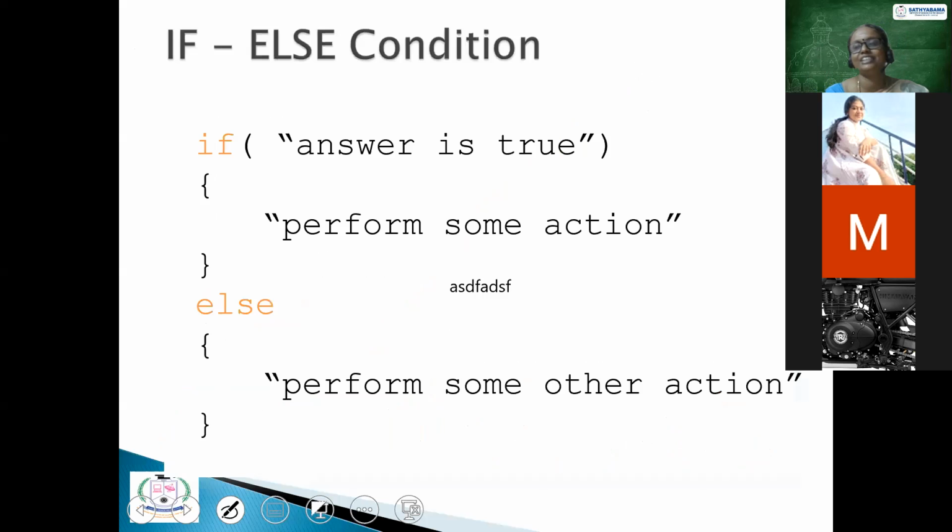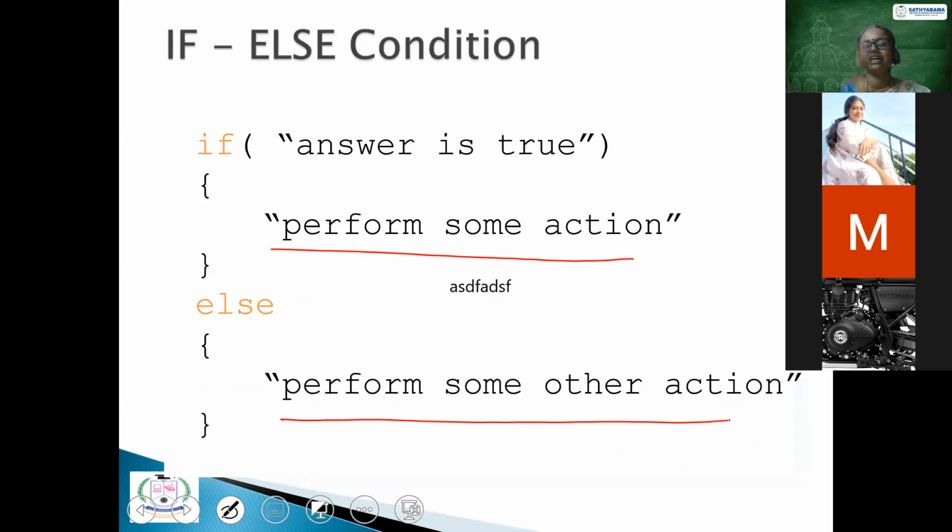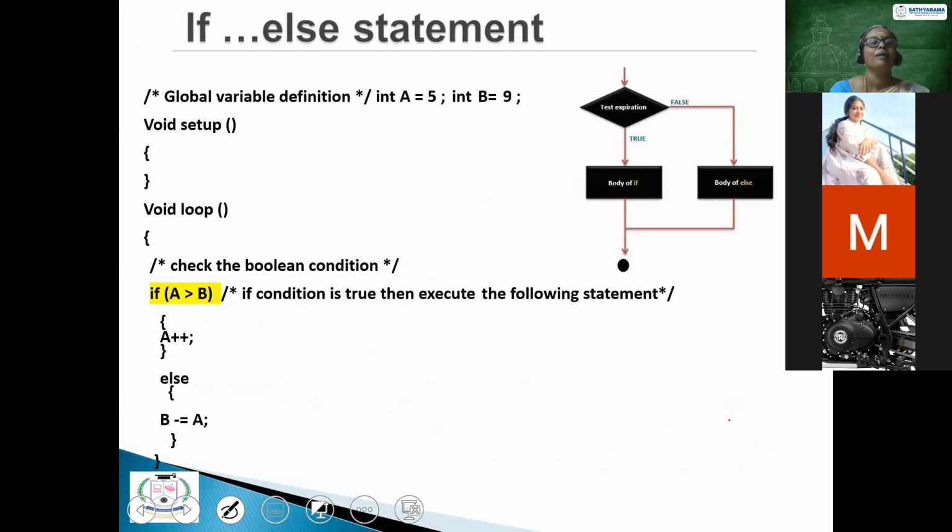If else condition is very simple. If the answer is true, I have to execute this condition. Else, we always have an answer for else, so we will perform some other action. Previously we didn't have an else, but here, if my condition is true, it will execute one body of instructions, and if it is false, it will execute another body of statements. So check with A equal to 5 and B equal to 9.